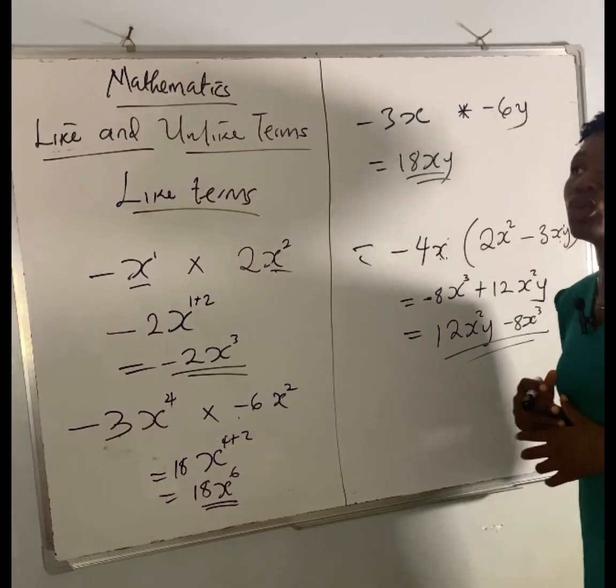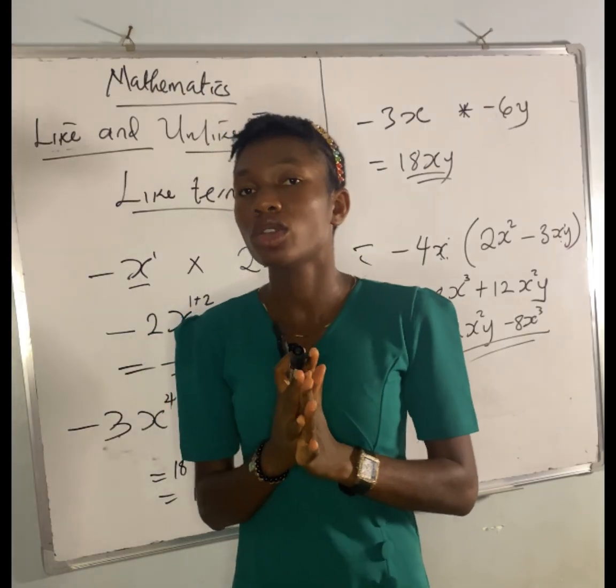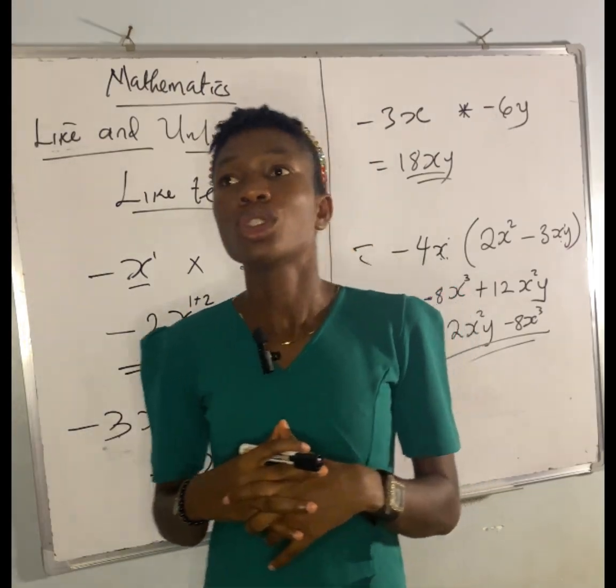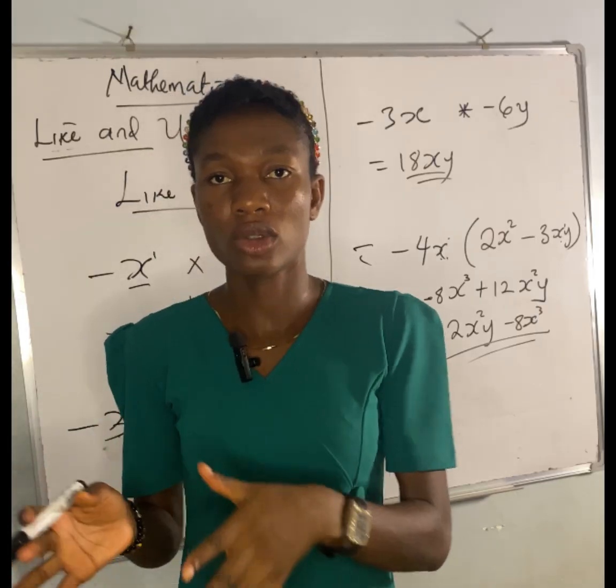Okay, now with this, we've come to the end of this series on multiplication of like and unlike terms.